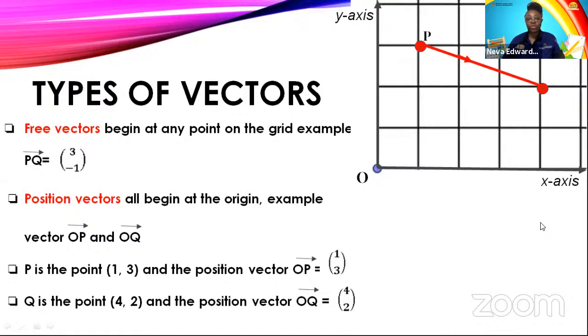So one thing we want the students to remember is that when we are looking at free vectors, and know that we're looking at the Cartesian plane, we see our X and our Y axis there, or even if it's a grid, it can begin at any point. Now, Camille, I want you to check for me if it is indeed that the vector PQ is actually 3, -1.